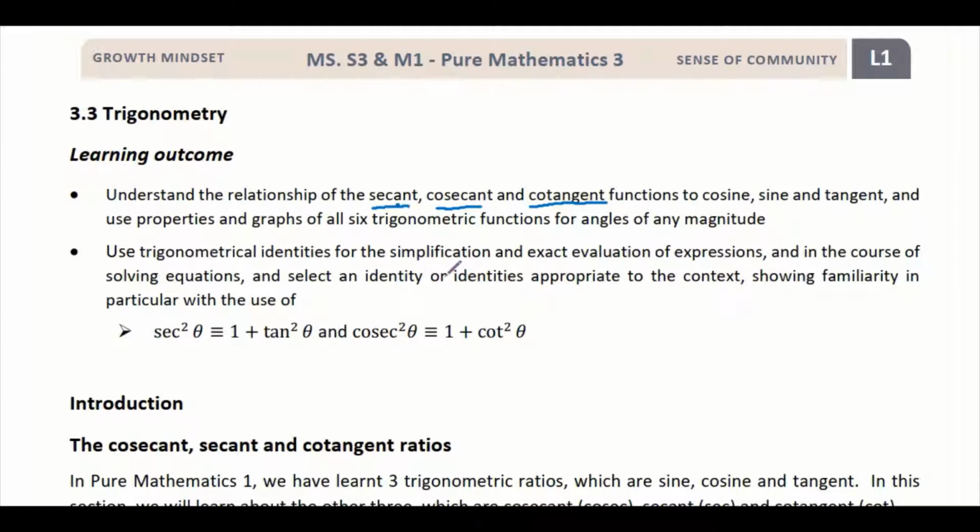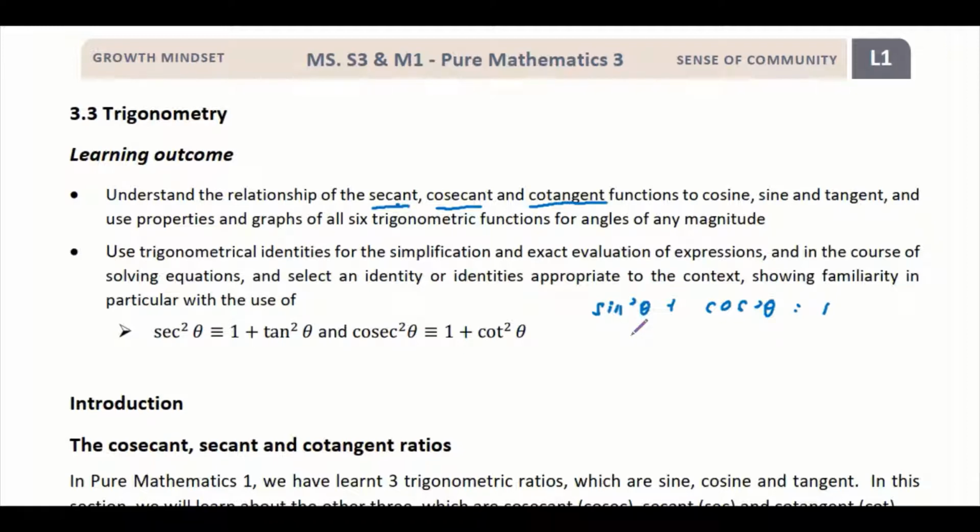Then the second learning outcome is how do we make further identities from what we have learned previously, sine squared theta plus cos squared theta equals 1, right? Today as we learn the secant, cosecant and cotangent functions, we are going to use these three functions in the basic identities as well. The same thing, you need to know how to solve equations, how to substitute, how to do some proving and so on. Okay, so these two are the main learning outcomes for today's lesson.